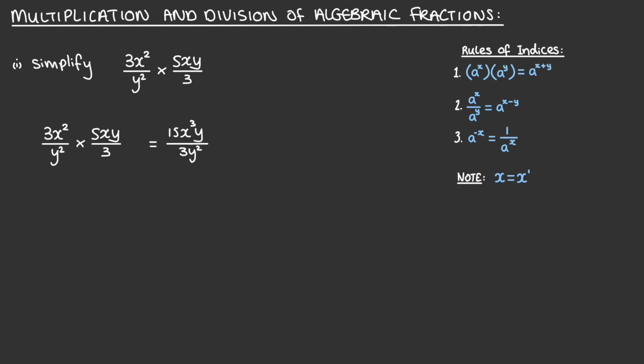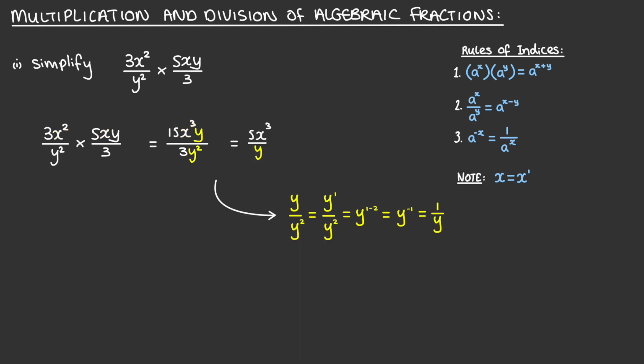We end up with 15x cubed y divided by 3y squared. So on the numerator, you can see that x squared multiplied by x is the same as saying x squared multiplied by x to the power of 1. In our first rule of indices, we have a to the power of x multiplied by a to the power of y is equal to a to the power of x plus y. So in this case, x squared multiplied by x is equal to x to the power of 2 plus 1, which is equal to x to the power of 3.